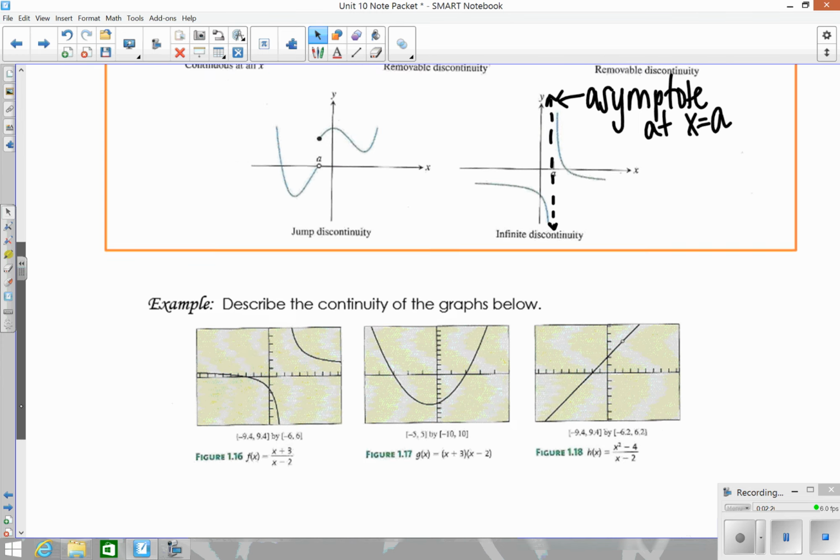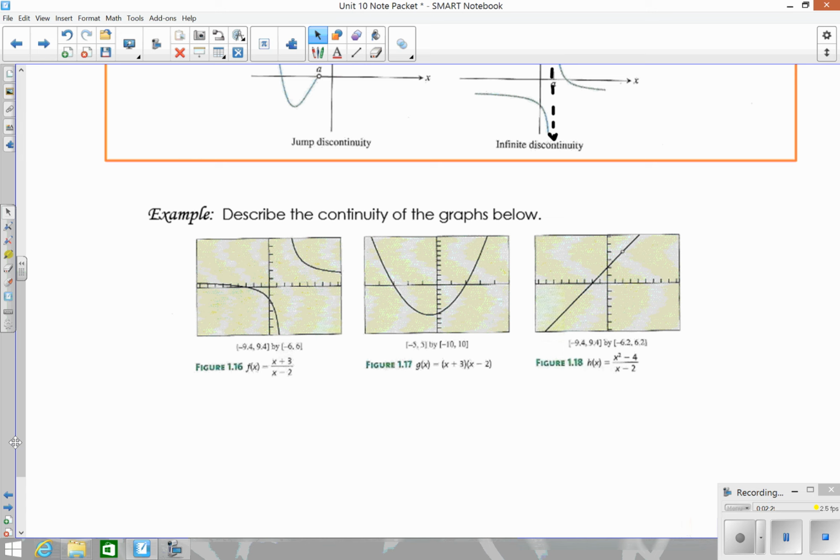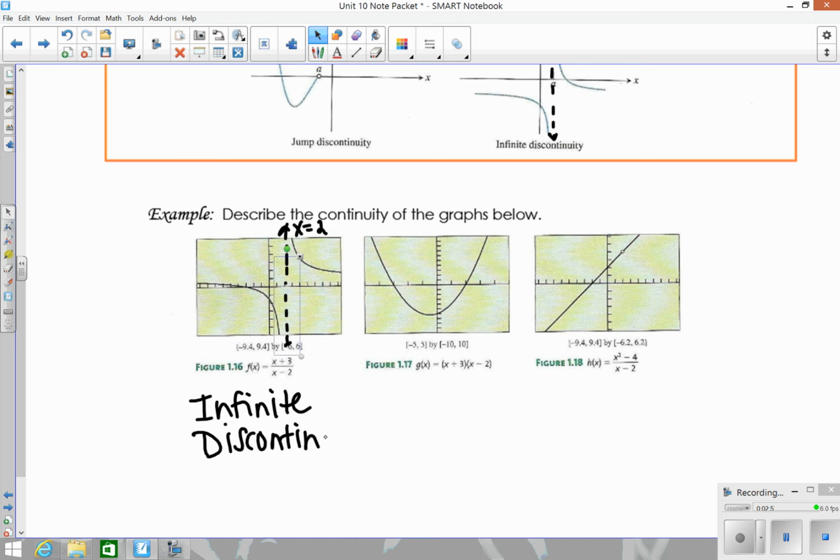So let's look at some examples using these continuity definitions. So this first one here, we have this function and it's asking us to describe the continuity. So if you look, there's going to be this asymptote at x equals 2 that my graph will never cross. So this is going to be an infinite discontinuity because of the asymptote at x equals 2. So this is not removable because it's more than just one hole missing.